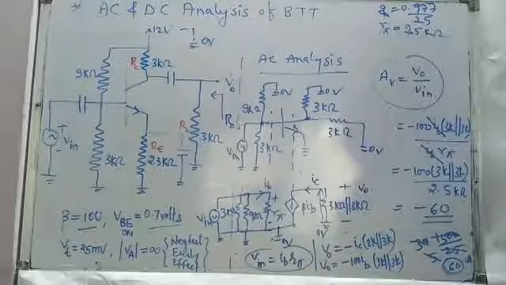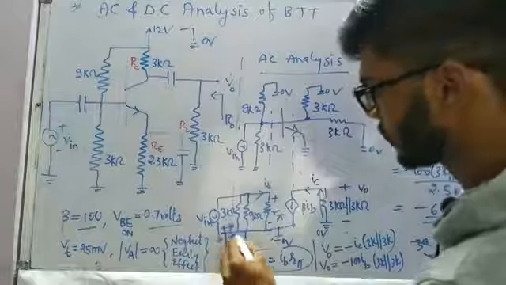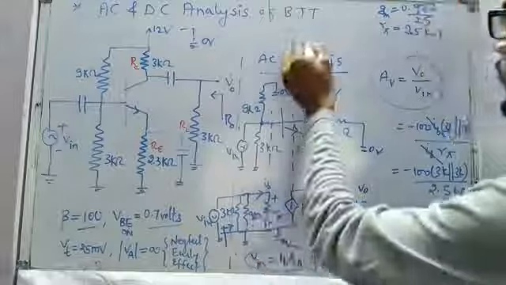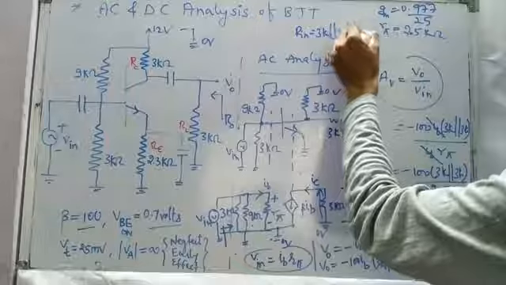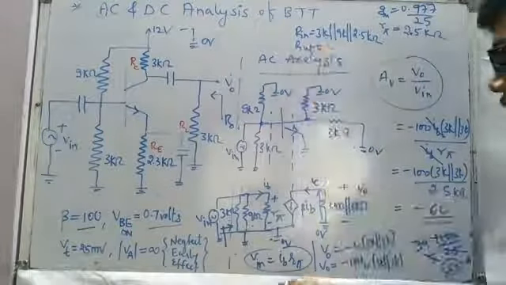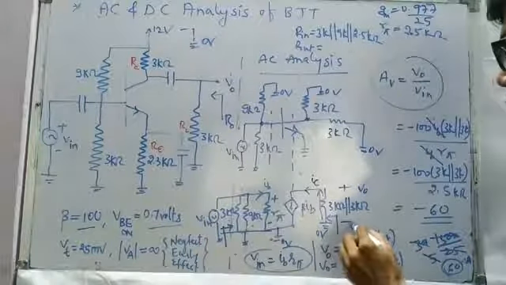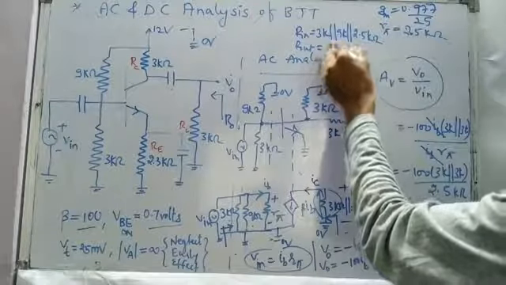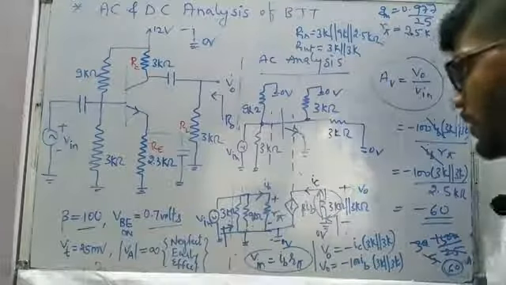And also we were interested in calculating input and output resistance. So input resistance we have to calculate at this point. So input resistance is going to be 3K parallel 9K parallel R pi, so R in will be 3K parallel 9K parallel R pi, which is 2.5 kilo ohm. And the output resistance we will have to calculate from the voltage output, so from here we will calculate the output resistance. So it is simply going to be 3K parallel 3K. Okay, so that's all.